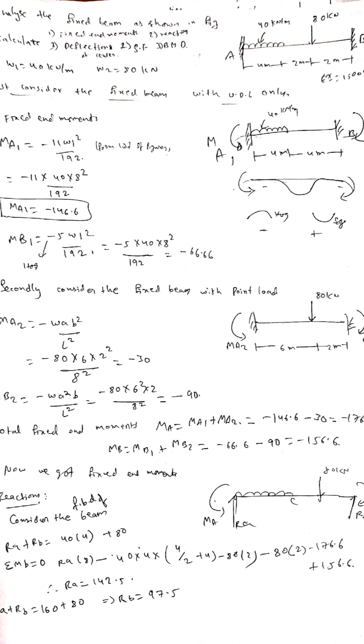Let us see another problem on this fixed beam with a combination of loads, that is UDL and point load. In this case, we need to calculate the fixed end moments, reactions and deflection at the center, and we should draw the shear force and bending moment diagram. So first of all, in the same way we can calculate MA and MB, the final end moments.